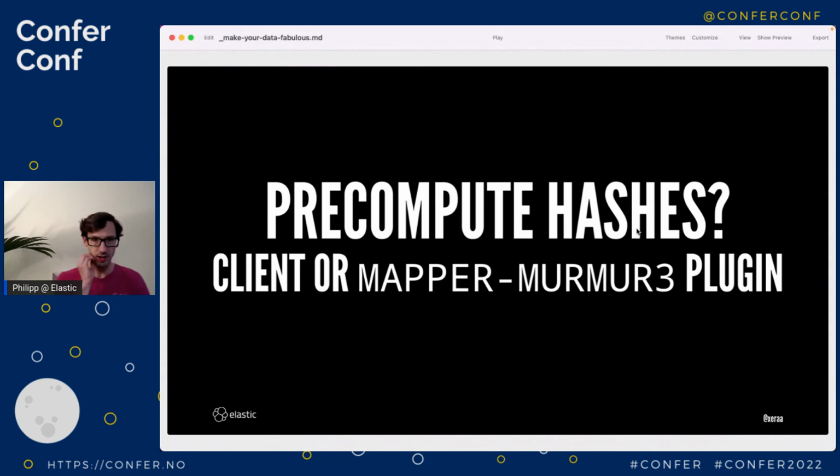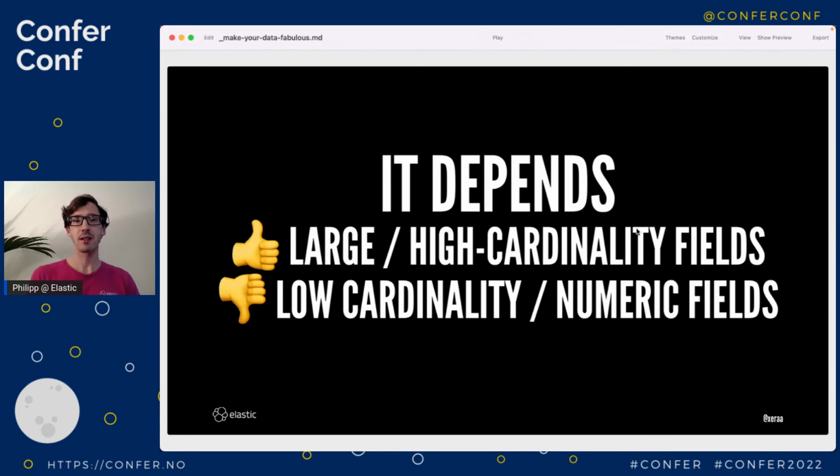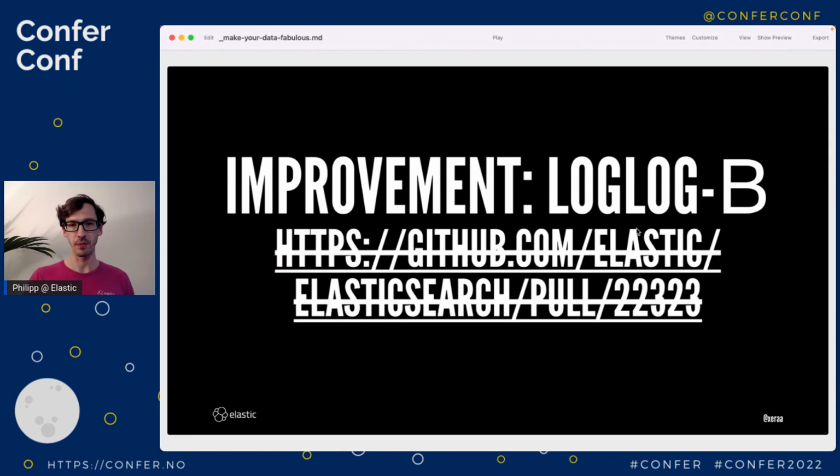Before I jump into the final example, there's sometimes the question, should we pre-compute the hashes? There is a way to actually do that in Elasticsearch. Does it make sense or not? What is the answer? It depends. For large, high cardinality fields, it could make sense if you run lots of cardinality aggregations. If you have low cardinality aggregations or numeric fields where the CPUs are very fast to hash them, it generally doesn't make sense to pre-calculate the hashes.